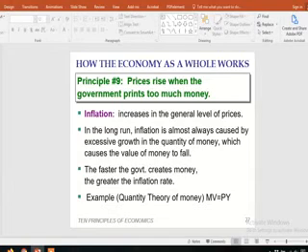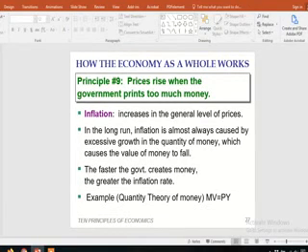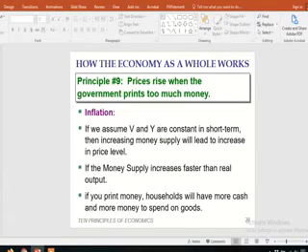Like inflation increases. What is inflation? It is an increase in the general level of prices. In the short run, if the velocity of money, meaning the circulation of money as it changes hands, and the real output are constant, then when the money supply increases, prices will increase. If the money supply increases faster than the real output, and you print more money, households will have more cash to spend on goods. That is why the price level increases when the government prints too much money.